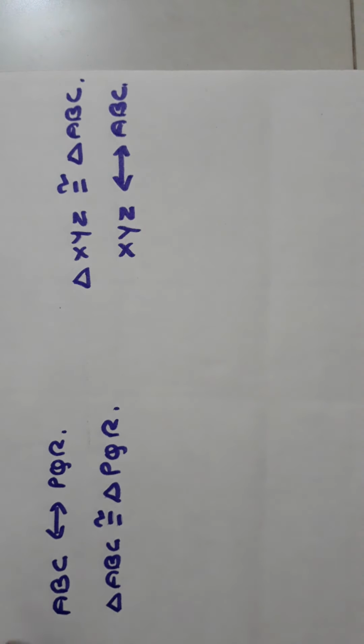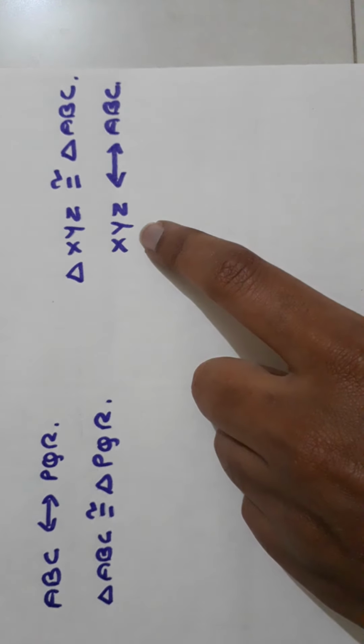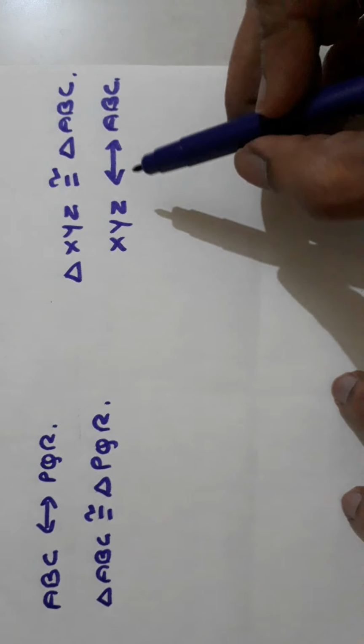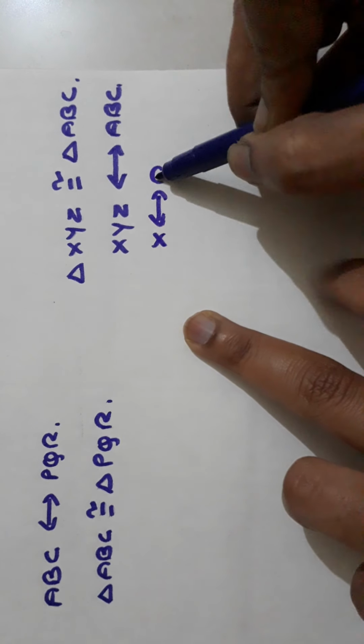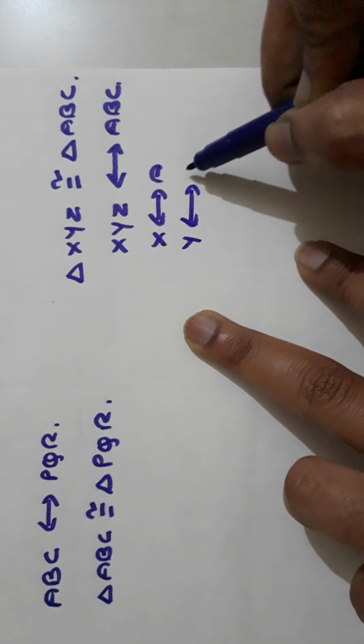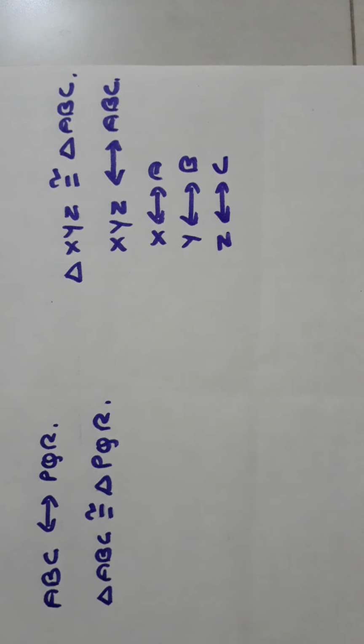So when you are given the correspondence, it is easy to write the congruency between the two triangles, and when you are given the congruency, it is easy to write the correspondence between the two triangles. Now this correspondence I can even write as X corresponds to A, Y corresponds to B, and Z corresponds to C. So the order of the vertices is very necessary when you are writing the correspondence or congruency between the two triangles.